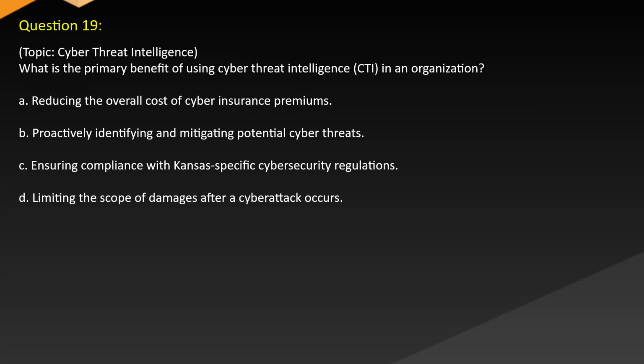Question 19. Topic: cyber threat intelligence. What is the primary benefit of using cyber threat intelligence (CTI) in an organization? A. Reducing the overall cost of cyber insurance premiums. B. Proactively identifying and mitigating potential cyber threats. C. Ensuring compliance with Kansas-specific cybersecurity regulations. D. Limiting the scope of damages after a cyber attack occurs.